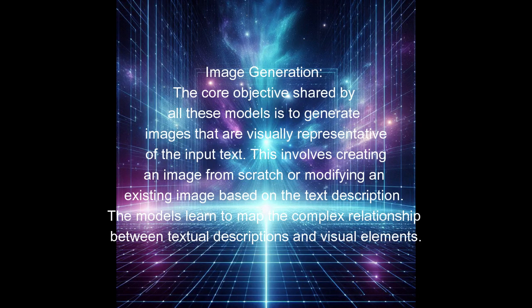Image generation. The core objective shared by all these models is to generate images that are visually representative of the input text. This involves creating an image from scratch or modifying an existing image based on the text description. The models learn to map the complex relationship between textual descriptions and visual elements.